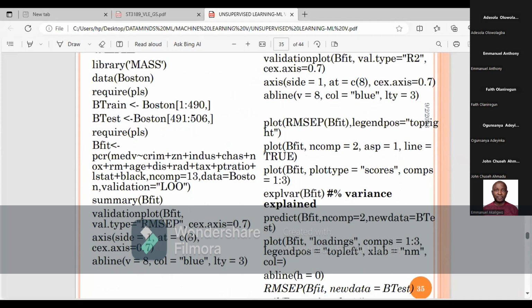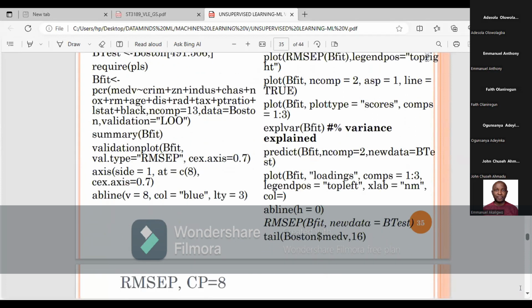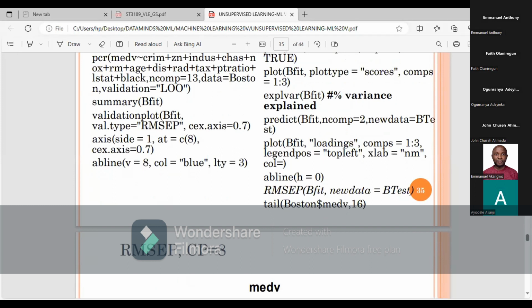Then we do our tests based on the remaining 15. This is what we do. I define this as B-fits, PCR, with all these variables there. Then we say the validation that we are going to use is leave-one-out cross validation. In the first class, we talked about various types of cross validation: K-fold, leave-one-out, and the other one, the bootstrap method. Now when we do the summary, B-fit gives us the output.